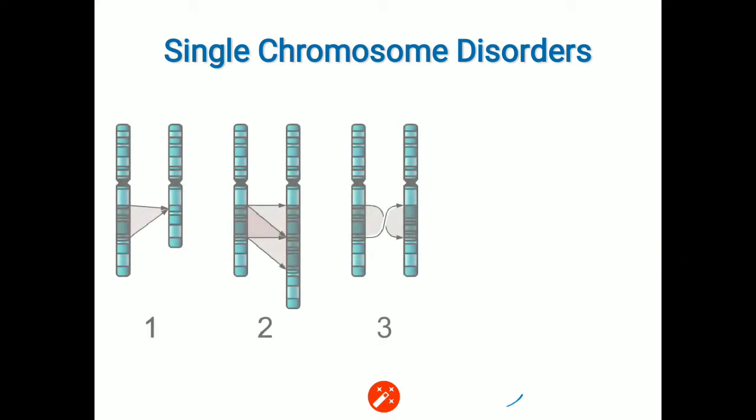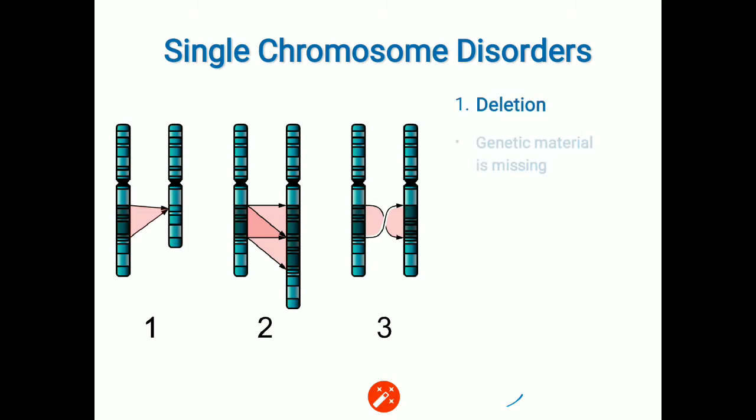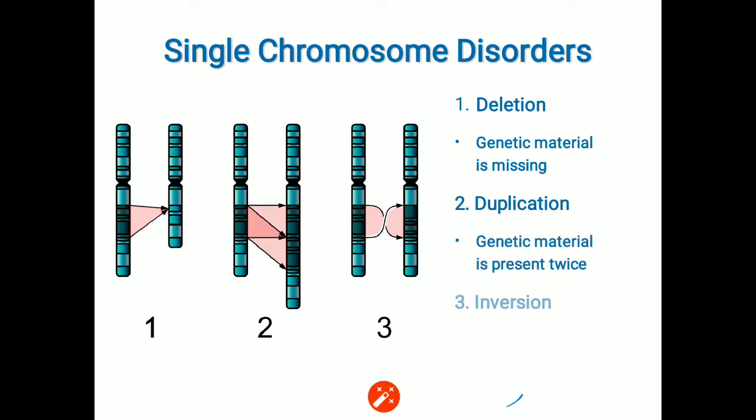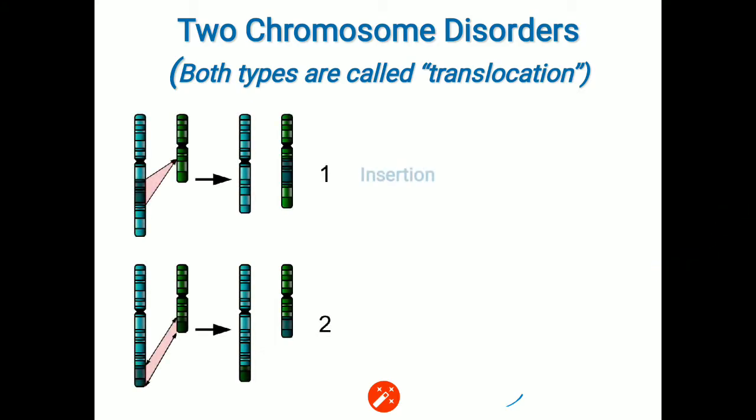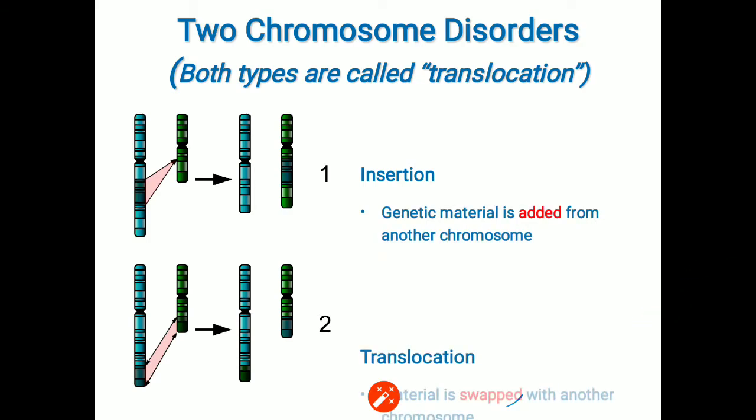Now the single chromosome disorders, of three types: deletion, where genetic material is missing; duplication, where genetic material is present twice; and inversion, where genetic material is flipped. So these are the single chromosome disorders. Now the two chromosome disorder, which is termed as translocation, can be insertion and translocation both. In insertion, genetic material is added from one chromosome to another one, and in translocation, material is swapped with another chromosome.